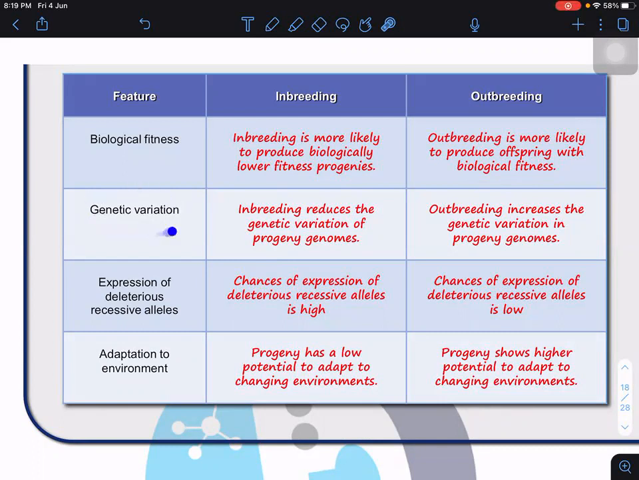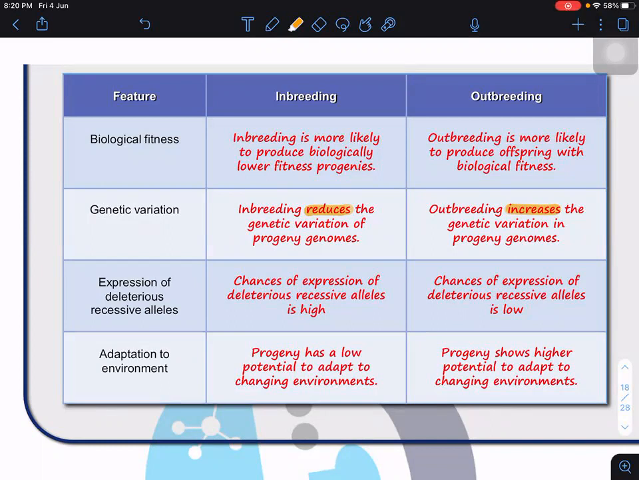Okay, genetic variation in this case: inbreeding reduces it. Inbreeding definitely reduces genetic variation. Why? Because of homozygosity. It means certain alleles will be eliminated or disappear in that particular population. But outbreeding increases genetic variation because it promotes heterozygosity. So both alleles must be there. Dominant and recessive alleles will always be present in the population.